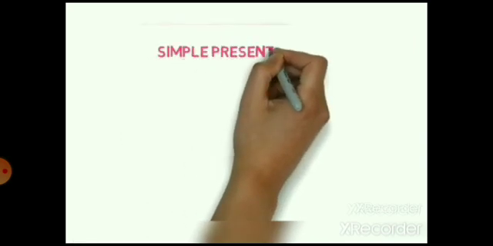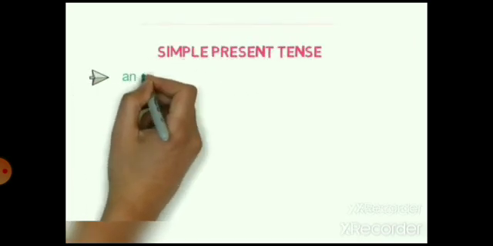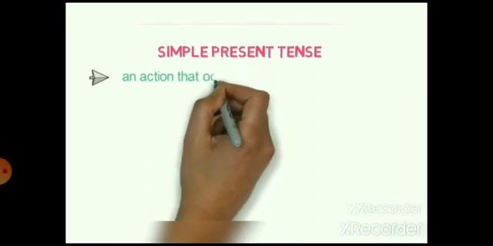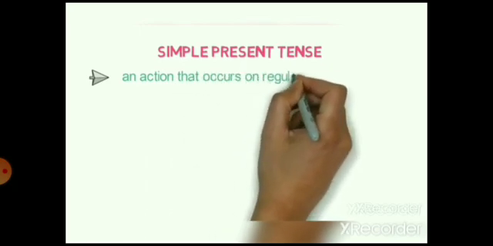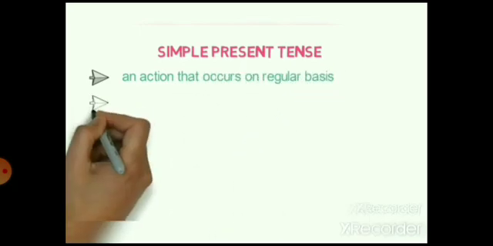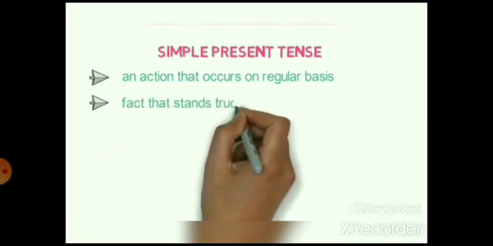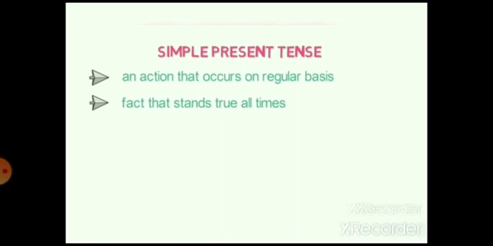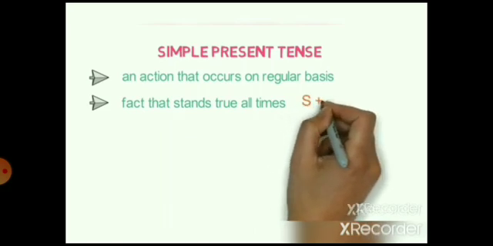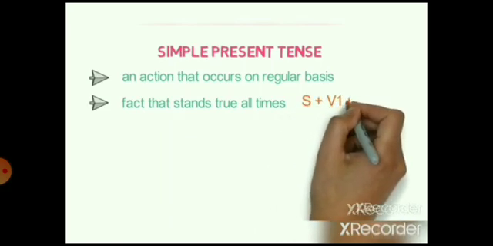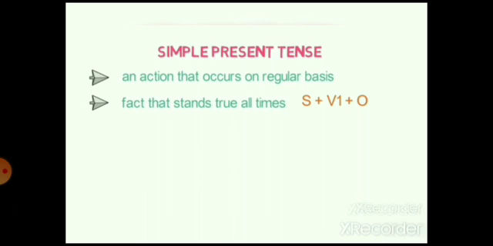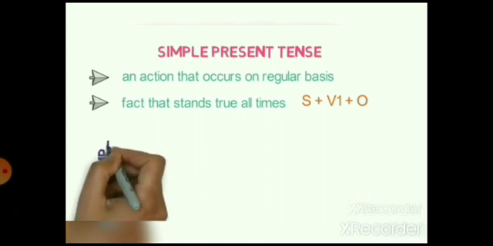First we will look into all the simple tenses. Simple present tense refers to any action that occurs on a regular basis, or any fact that stands true all the time. The sentence structure of it is subject plus B1 plus object.